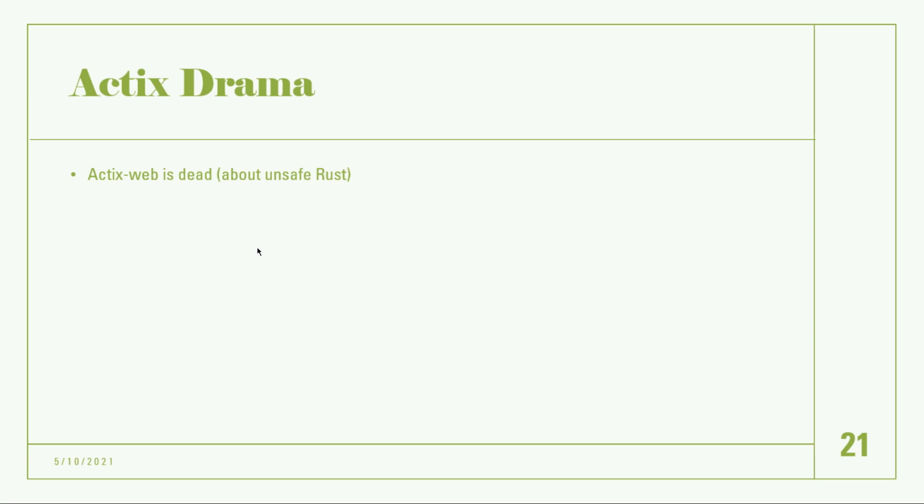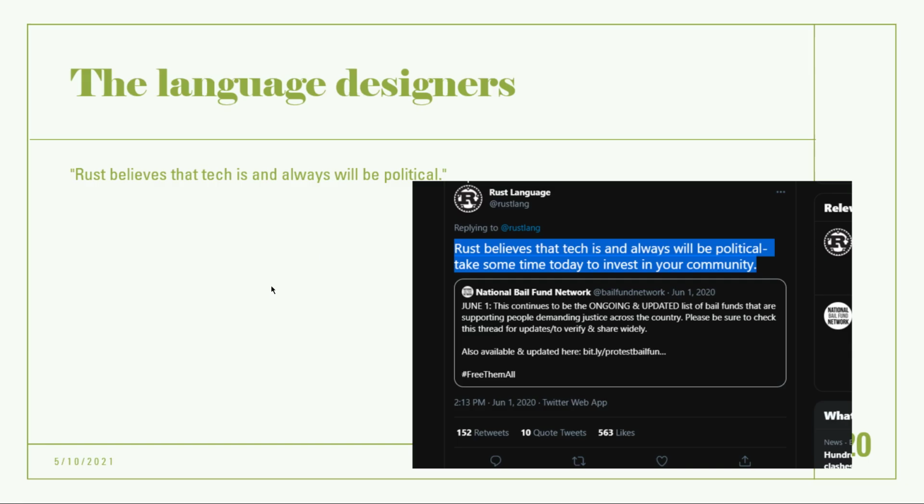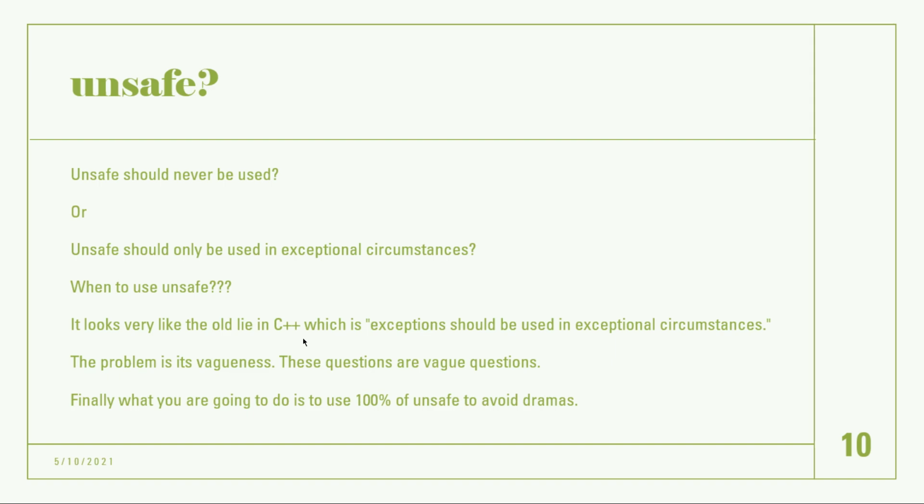The reason behind it is, like I said, it's too vague, right? Nobody knows how much unsafe should be used. They are vague questions. In C++, people were told to use exceptions only in exceptional situations. Finally, many people ban exceptions, right? Over 50% of C++ projects, according to the ISO CPP survey, ban exceptions.